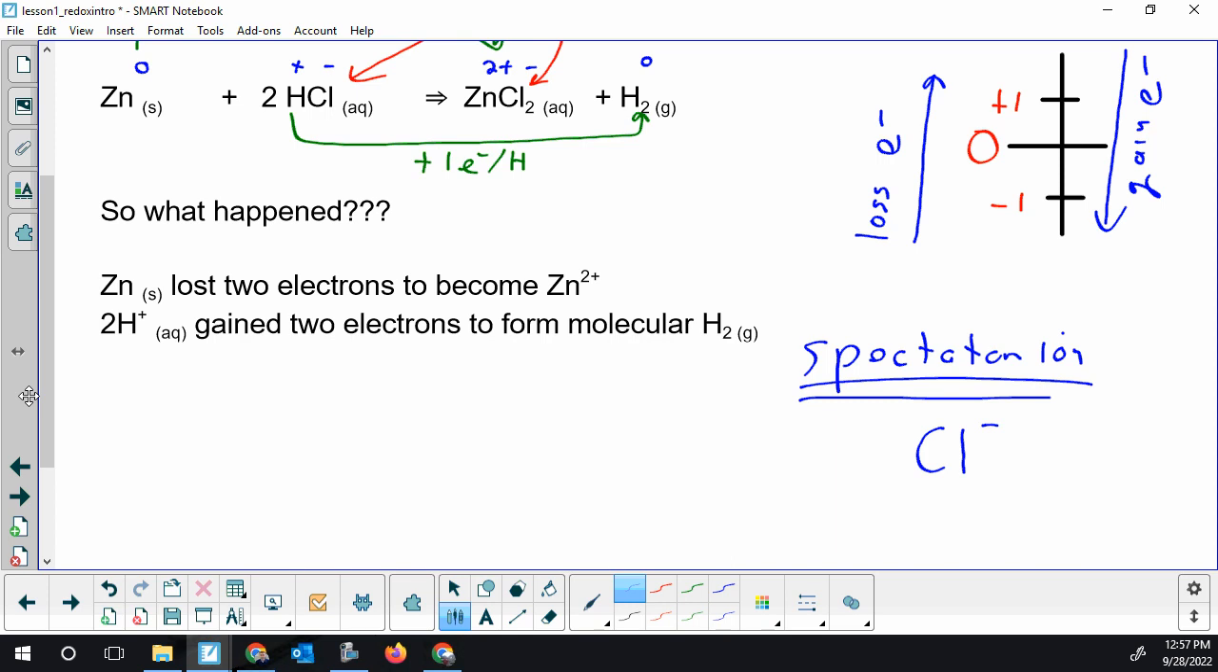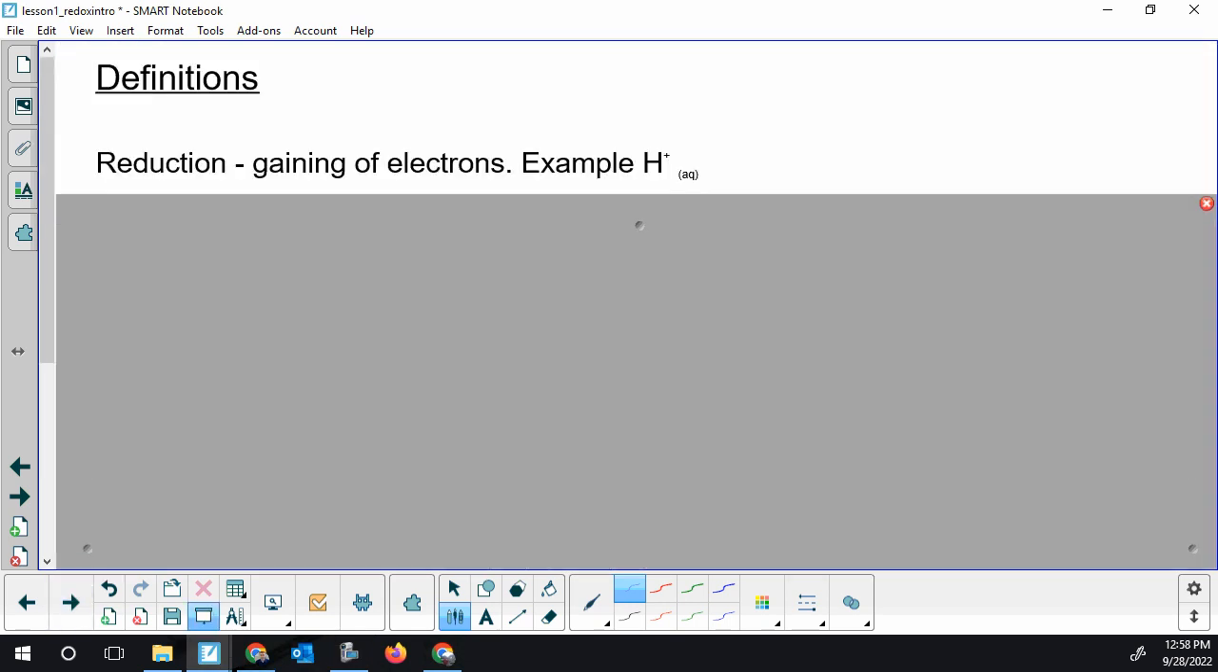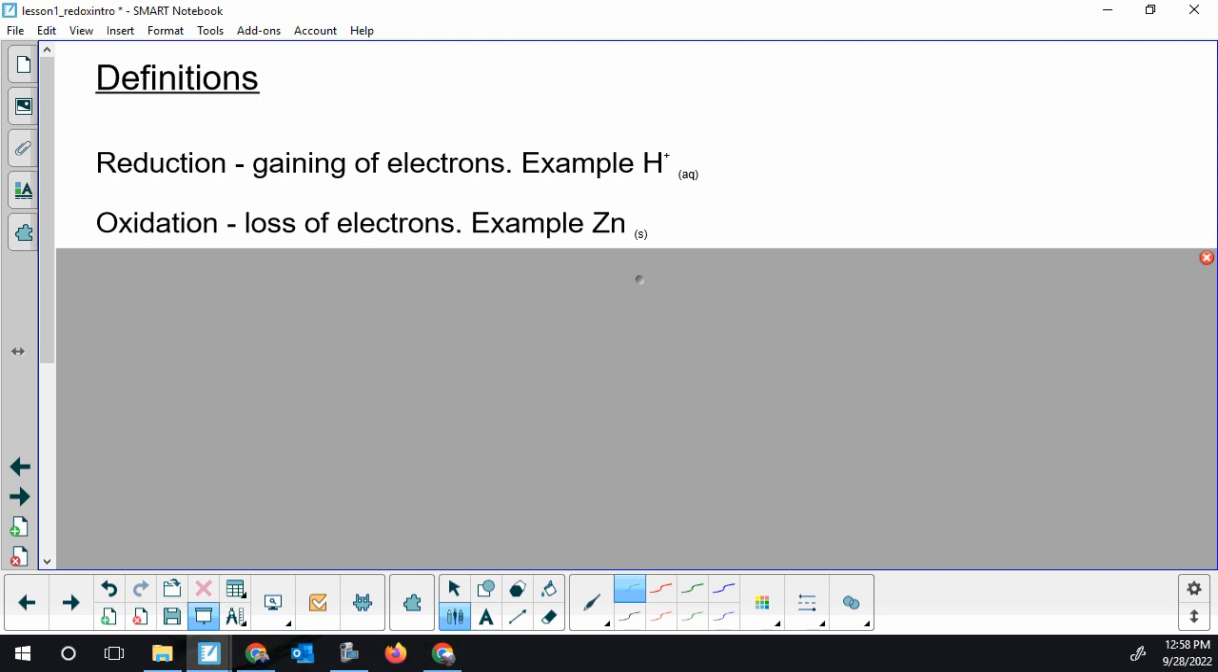First key definition: the main point of this first lesson is to learn the terms that go with the gaining and the losing. So this isn't a math unit, this is understand, a bit of memorize, apply. So reduction is the gaining of electrons. Anytime you gain, it's reduction. Anytime there's a loss of electrons, that is oxidation. So our hydrogen got reduced or underwent reduction. Our zinc was oxidized in the previous example.